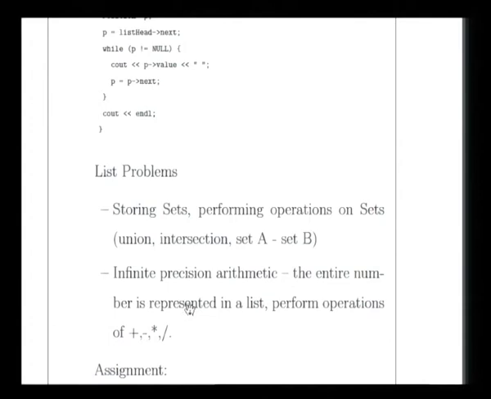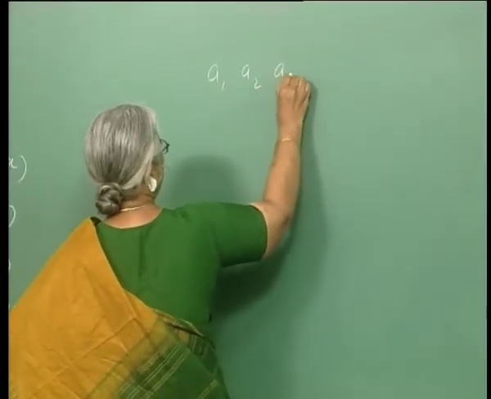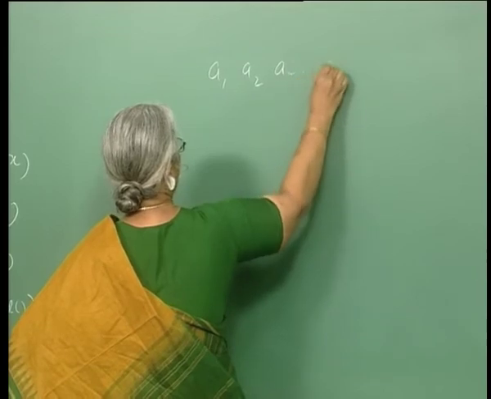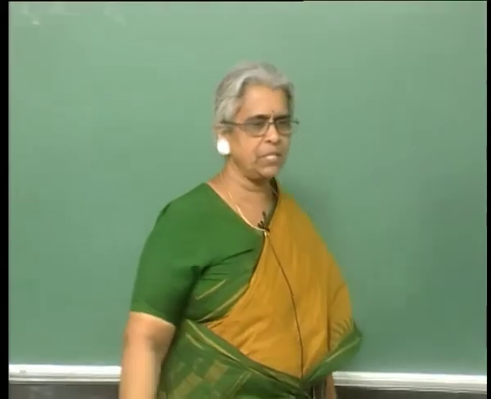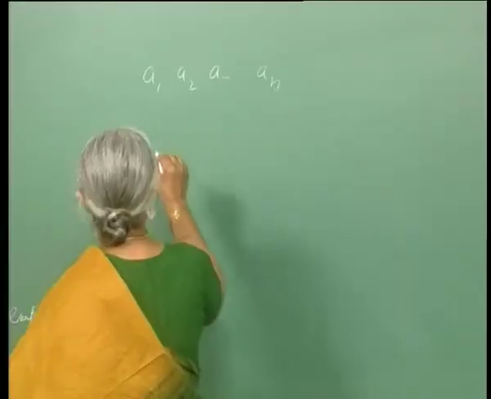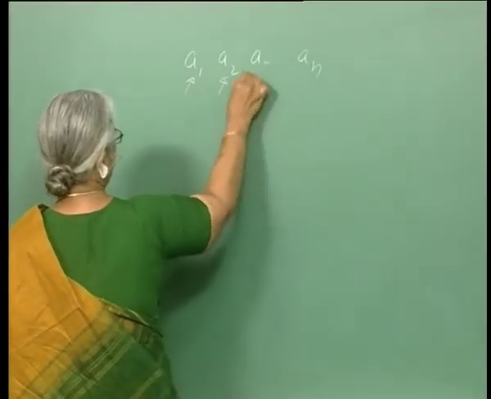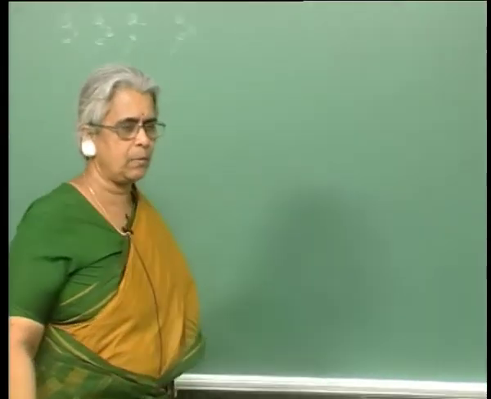So basically what we are talking about is in the list here, your A1, A2, up to AN corresponds to different parts of a given number, and then you define operations to perform arithmetic operations on this number represented as a list of elements. What I mean by that is the numbers are represented in parts in terms of A1, A2, AN, and you want to perform arithmetic operations on them. So I'd like you to try these problems.